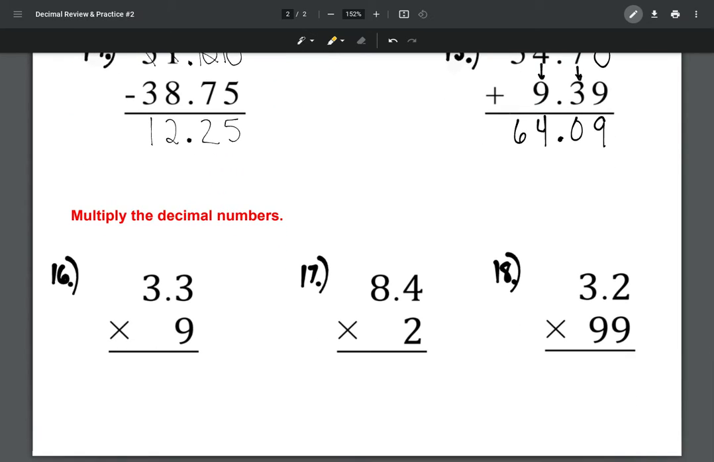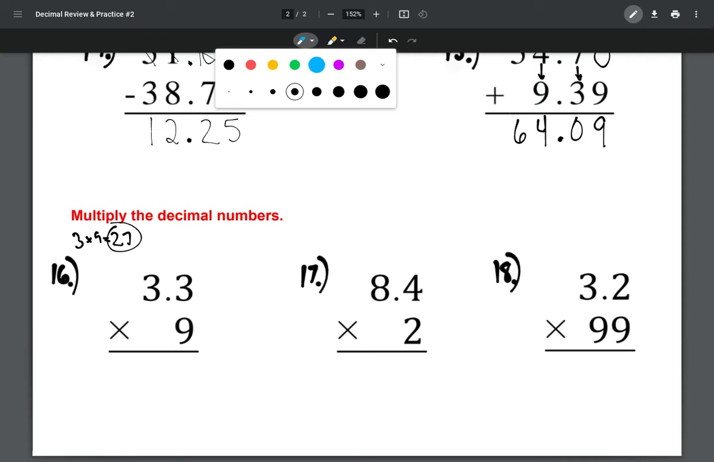And in our last section, we're asked to multiply the decimal numbers. Number 16, step 1. Let's make a ballpark estimate. 3.3 is pretty close to 3, times 9. Our ballpark estimate for this problem is 27. When we're finished, our answer should be around 27.